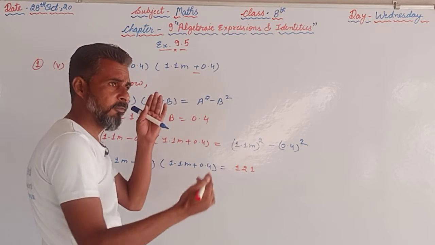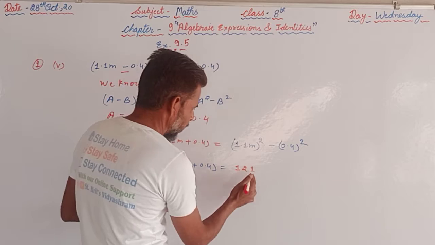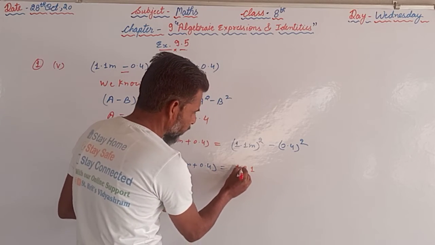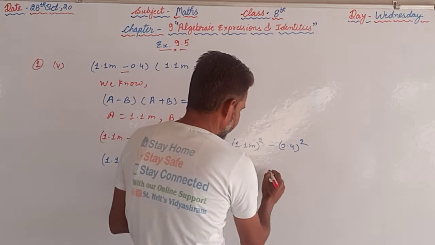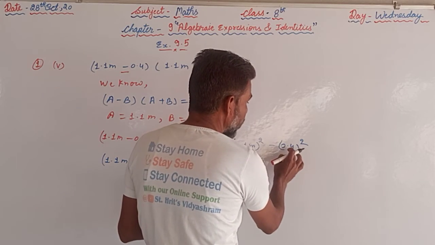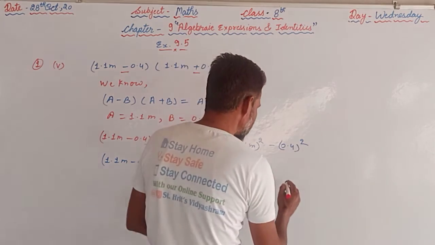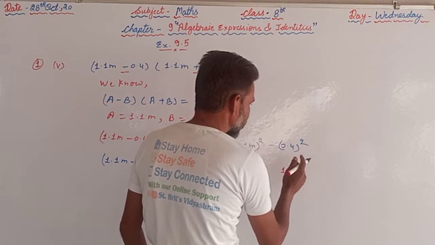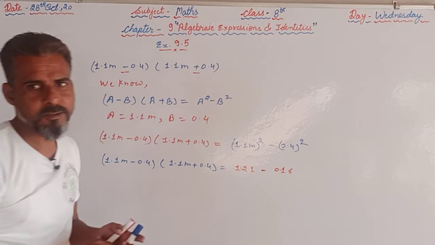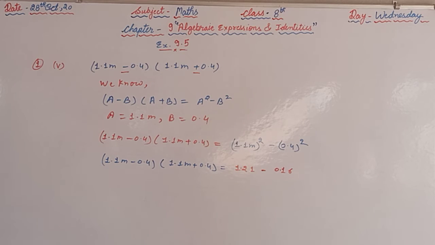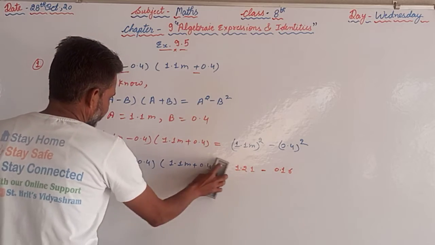11 into 11 is 121, and the decimal we are supposed to place after 2 digits counting from the right hand side, and then 0.4 square, 4 square means 4 4 16, and we are supposed to place the decimal here. So, that will be the answer of this question. So, I hope that you have understood how to proceed, how to use the different identities to solve such type of questions.